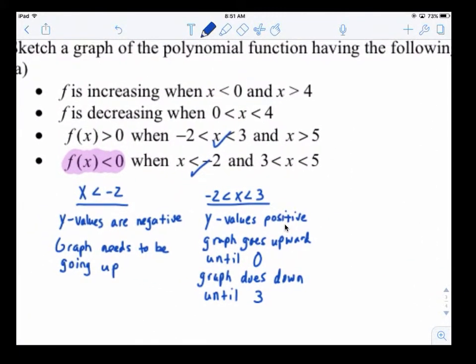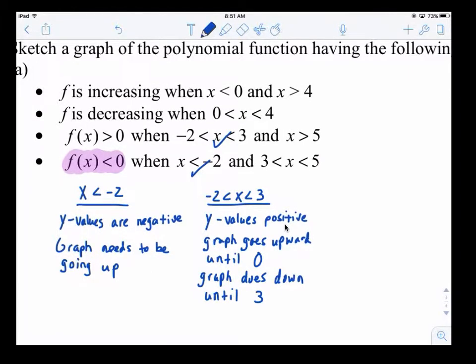See how it says f is increasing when x is less than 0. So you want your graph to be kind of going in an upward direction until you get to x equals 0. Right? And then it needs to be decreasing between x equals 0 and 4. So it needs to be kind of going down from 0 to 4. And then once you get to 4, you want it to go back up again.